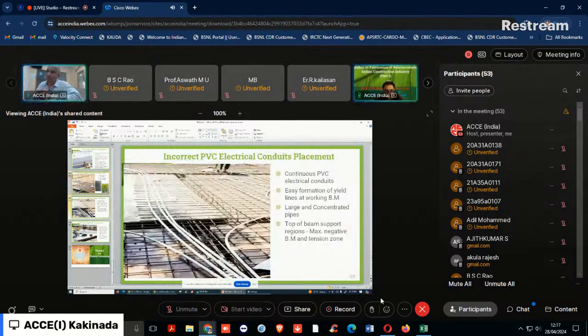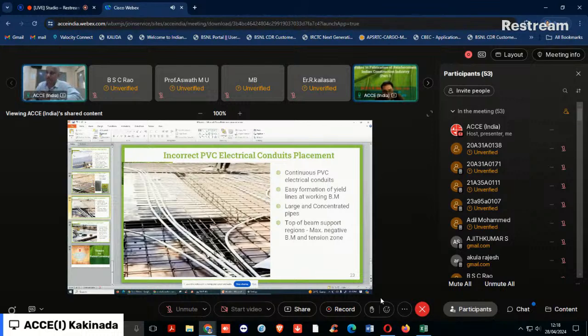And you can see one more beauty here, that is a continuous network of the electrical conduits. Then the continuous network should not be there. Whenever you are providing a continuous network, the yield lines form like this. And also more number of pipes here. They have also placed the pipes at the negative bending moment zones of the beam, where the tension zone is at the top. The beam will also have some cracking with respect to the slab. This is a wrong practice.